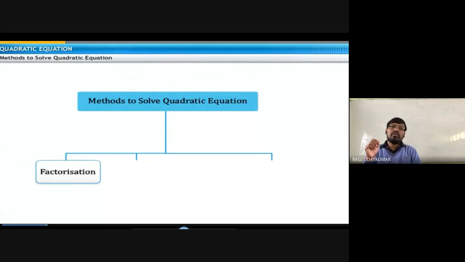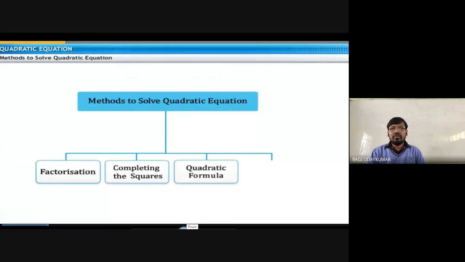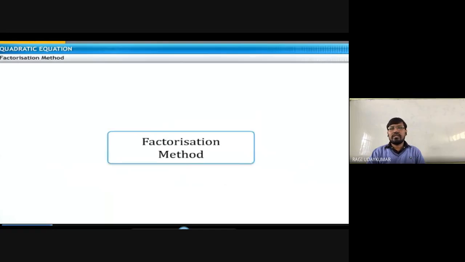So methods to solve the quadratic equation. Different methods we are having: the factorization method, completing the square method, the quadratic formula method, and graphical representation. We will represent the given equation graphically. Usually we are having these three methods only: factorization, completing the square, and quadratic formula. Now let us see the factorization method.